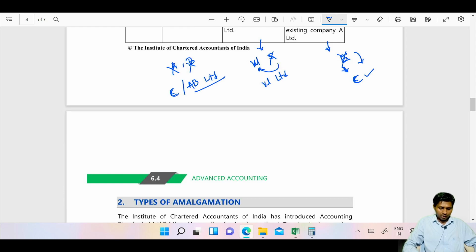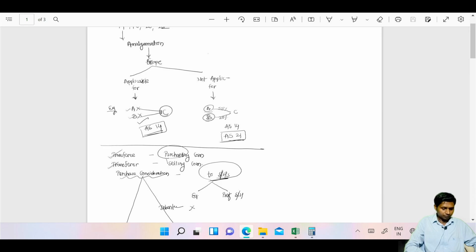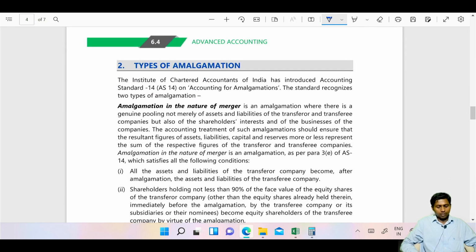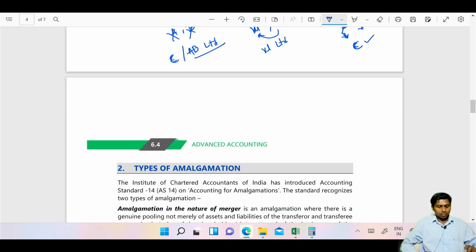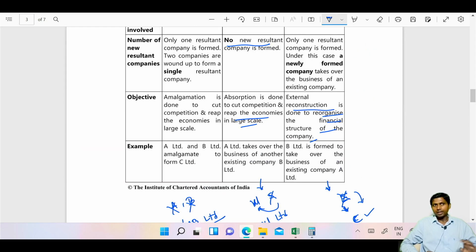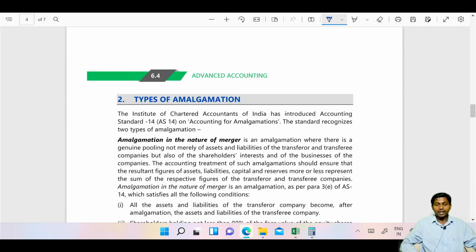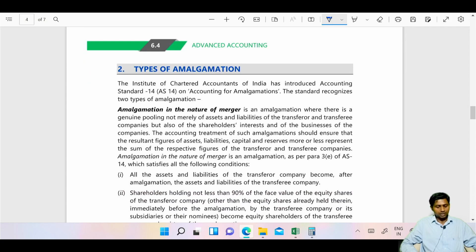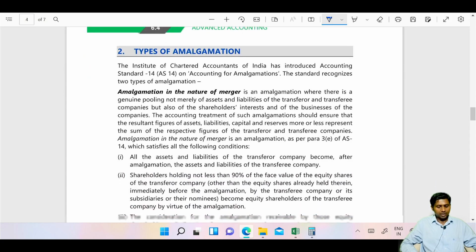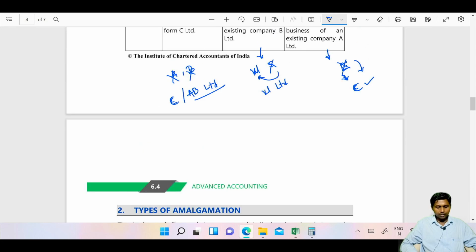Okay. Now I have already taught this in class. Why we have done this and the scope I have also already explained, not only for amalgamation but also for absorption as well as external reconstruction. After giving an idea about this, the next task is types of amalgamation. But before that, one or two technical terms we will try to understand.